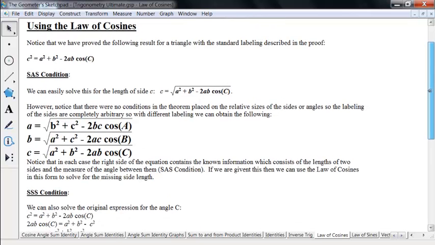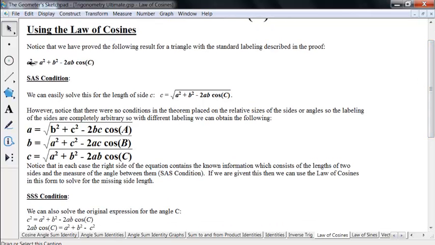Now let's take a look at it a little bit more. So we've proved that c squared equals a squared plus b squared minus 2ab cosine c. So the first thing we can do is solve this for side c, and we see that side c equals the square root of a squared plus b squared minus 2ab cosine c. So if you know little a, little b, and angle c, that is, you know two sides a and b and the angle between them, angle c, that's the side-angle-side condition, you can plug those numbers in this formula and solve for the missing side c.